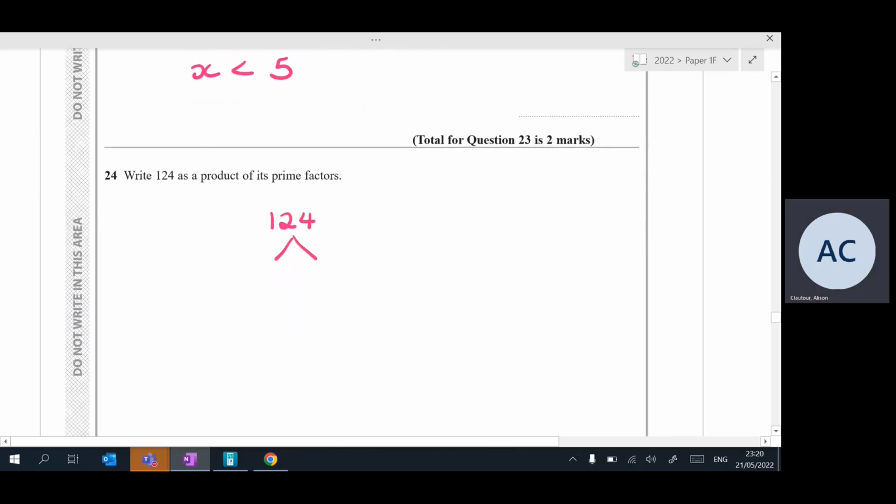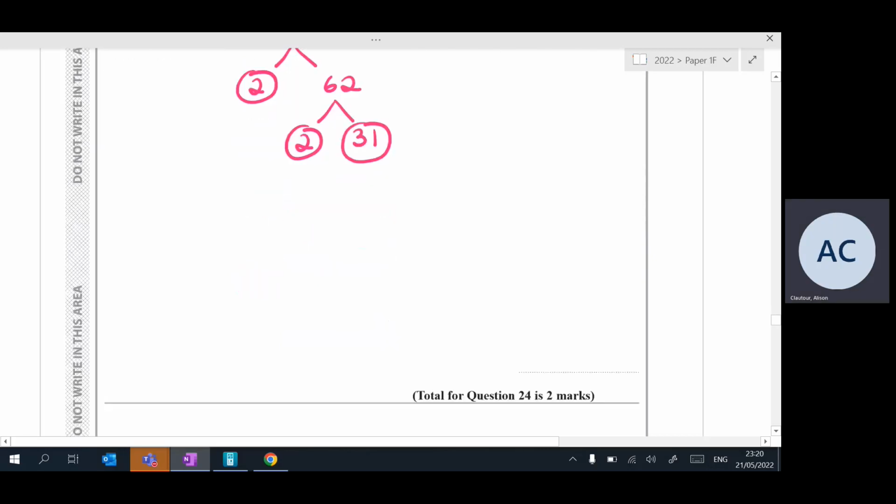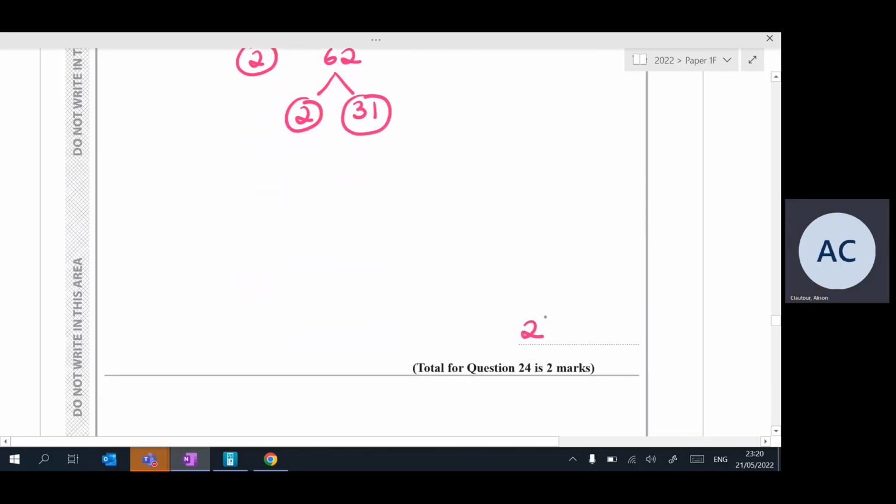124 as a product of primes. I'm going to divide it by 2, and I'm going to circle that one because it's prime. And that leaves me with 62. I'm then going to divide it by 2 again. And 2 and 31 are prime. That leaves me as 2 squared multiplied by 31.